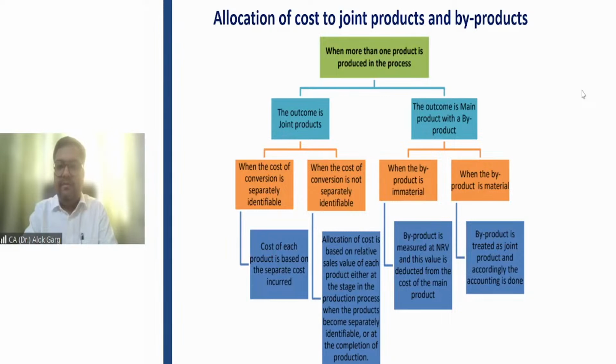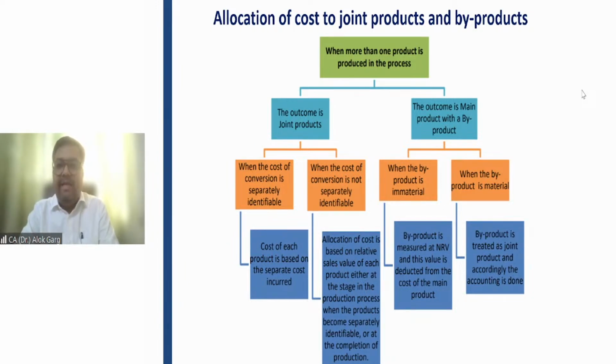Very good. Now, friends, we have reached one of the most important concepts of Ind AS 2. Normally, if a critical or complex question is asked in the examination, it will be from this part only. And what is this? This is joint product and byproduct. You understand what is meant by joint product? What is meant by byproduct? There are three products, friends. Let me take an example in the Excel file.